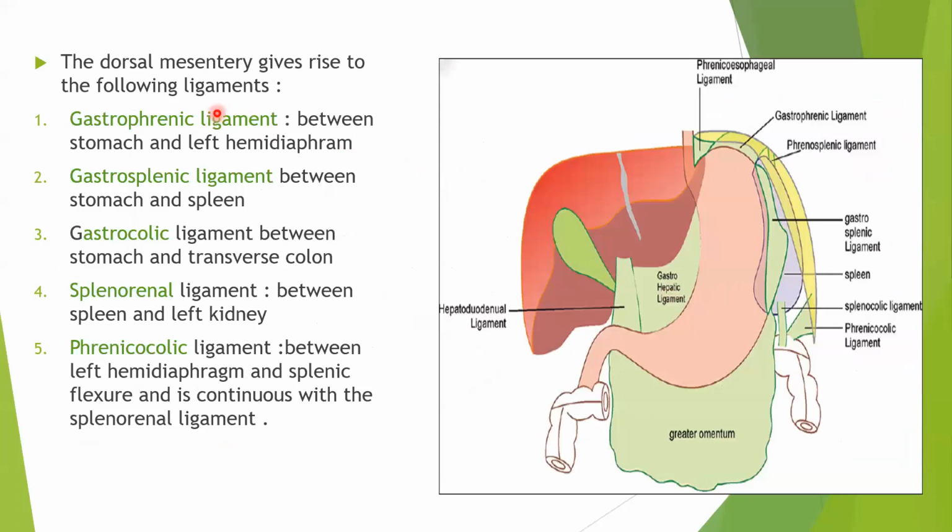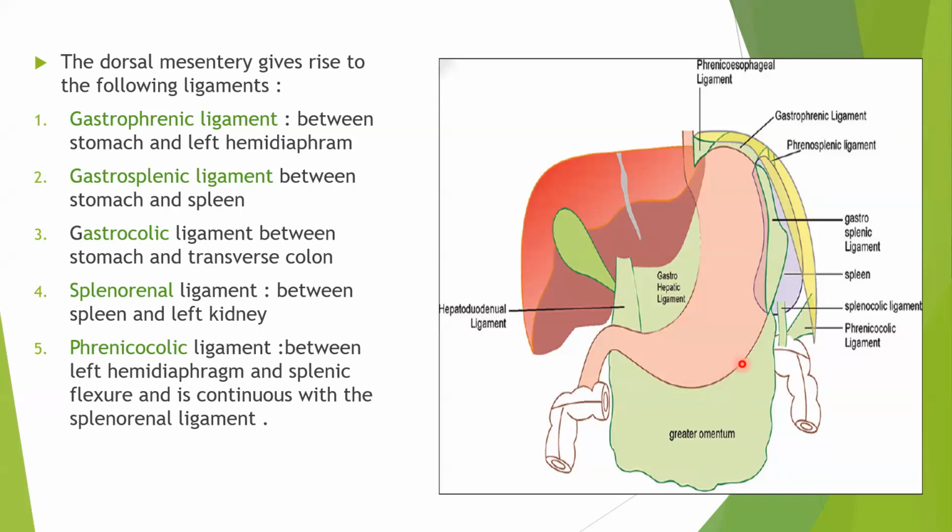The dorsal mesentery gives rise to the following ligaments: the gastrophrenic ligament and the gastrosplenic ligaments. The gastrophrenic ligament is situated between the stomach and the diaphragm. The gastrosplenic ligament is between the stomach and the spleen. The gastrocolic ligament is between the stomach and transverse colon.